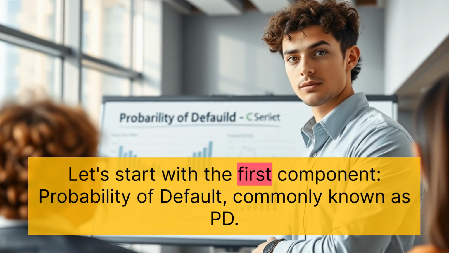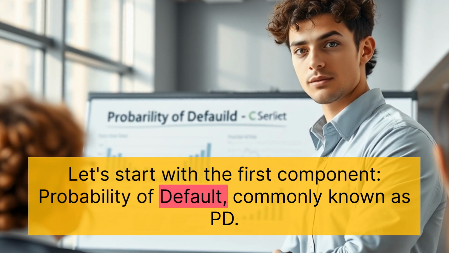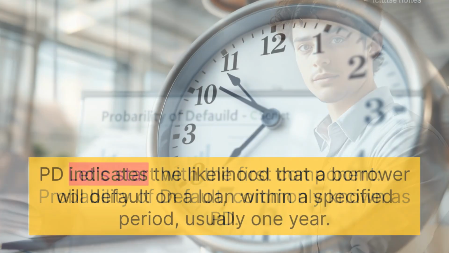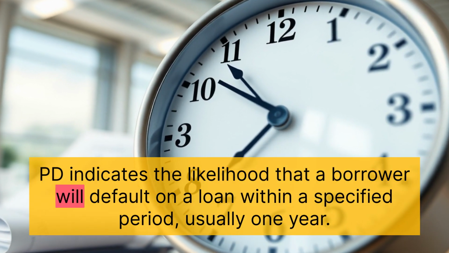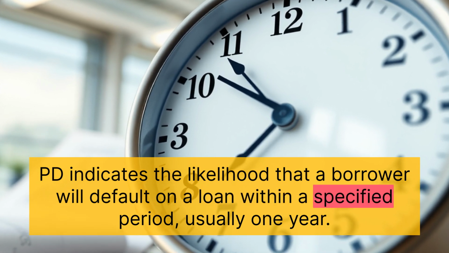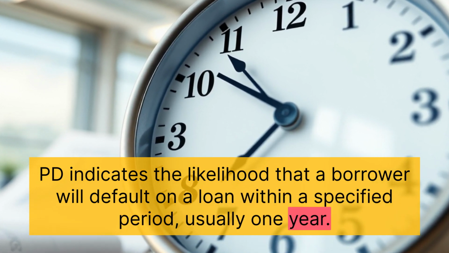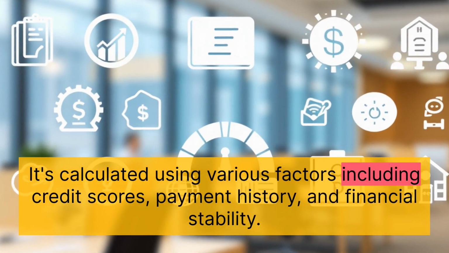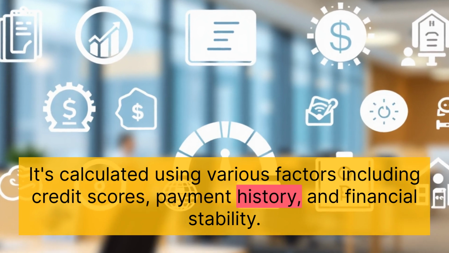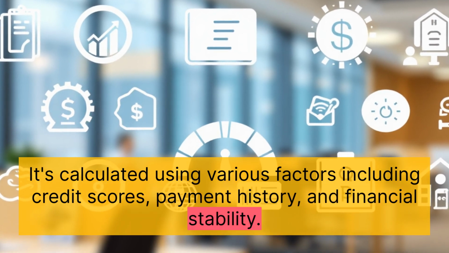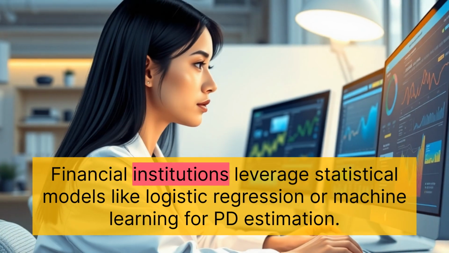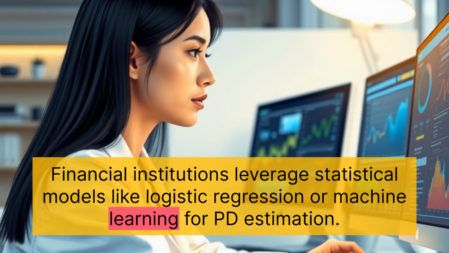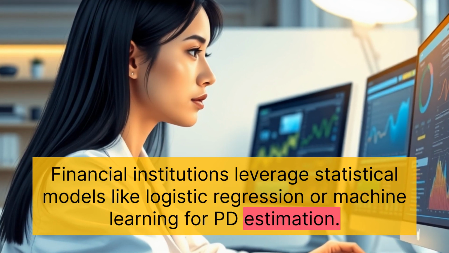Let's start with the first component, probability of default, commonly known as PD. PD indicates the likelihood that a borrower will default on a loan within a specified period, usually 1 year. It's calculated using various factors including credit scores, payment history, and financial stability. Financial institutions leverage statistical models like logistic regression or machine learning for PD estimation.